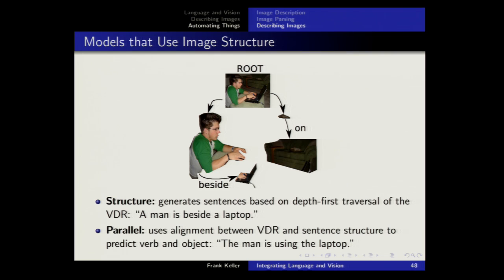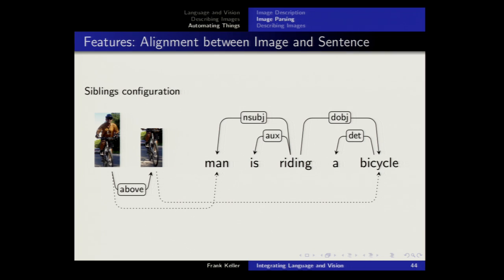It's not very exciting, but it's a pretty okay description of the image. However, we can do better by using the parallel model. The parallel model now exploits the relationship between sentences and between sentence structure and image structure. Remember, we've used these configurations. Let me just go back like this.